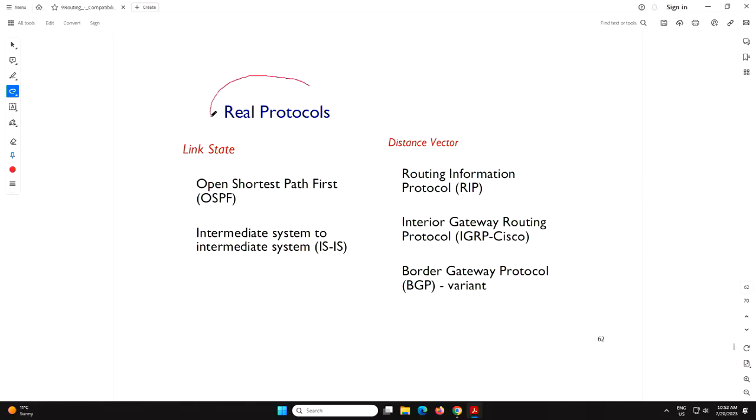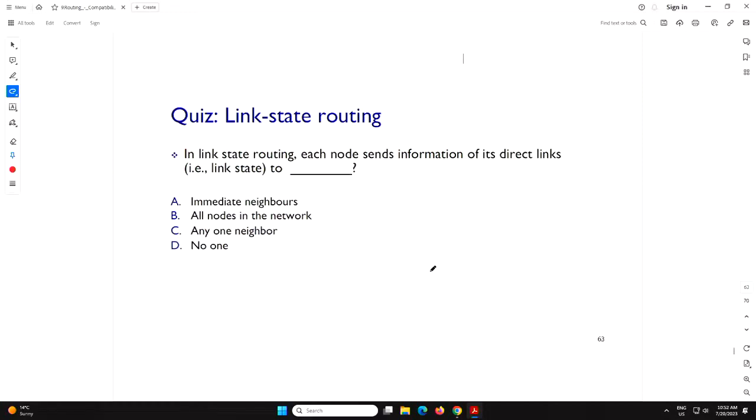But remember the real protocols. We talked about the abstract theories like link state and distance vector, but if you look at the actual software, then you see it's OSPF for link state and it's RIP for distance vector. Okay, so let's do a couple of quizzes to finish it off. We have a couple of minutes.